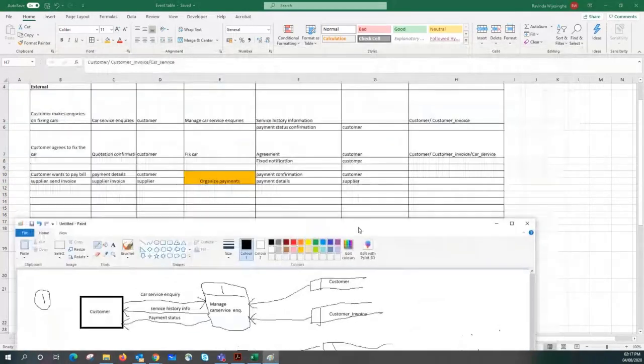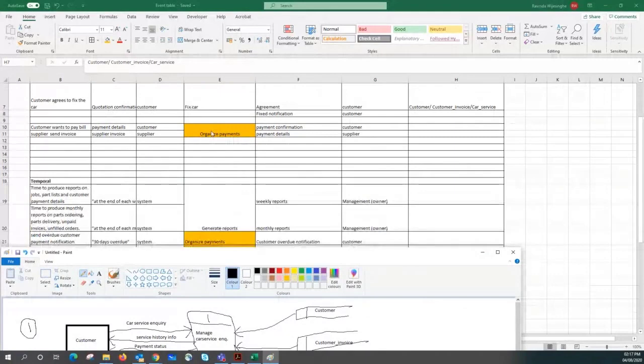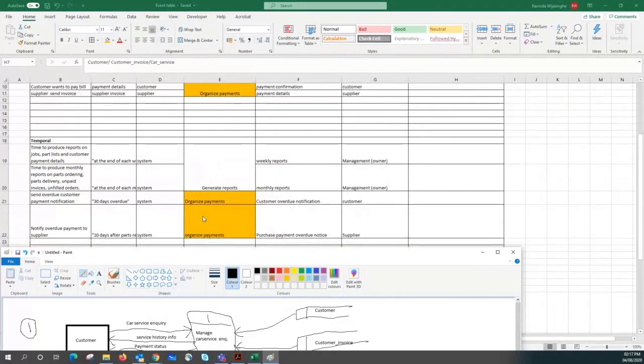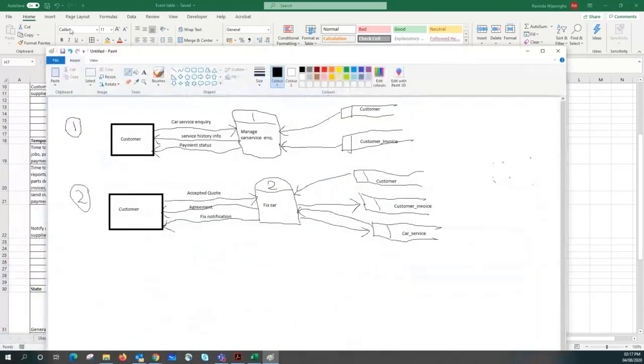And then we can go to the third one, right? You need to be very, very careful, because you can see the third process has expanded into several places, right? Because we have squeezed a lot of information into the third process. So we need to be careful. Let's take the organize payment use case now.